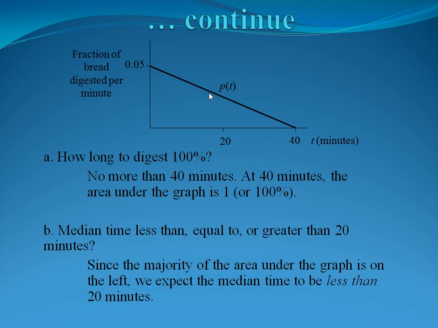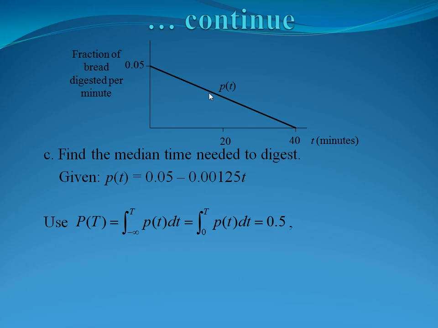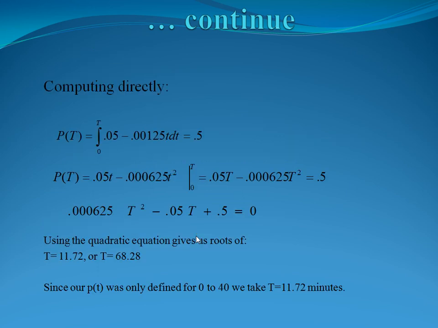Now, for part C, we want to actually calculate the median time needed to digest this bread. So again, our general form is going to be the integral from negative infinity to t of our density function. As I said before, this negative infinity is going to be whatever our lower bound is. Here, we're defined from 0 to 40. So that means instead of negative infinity, we're going to go from 0 to t, because 0 is where we actually start our defined PDF. So we want to integrate from 0 to t our PDF, and we want to set it equal to 0.5.